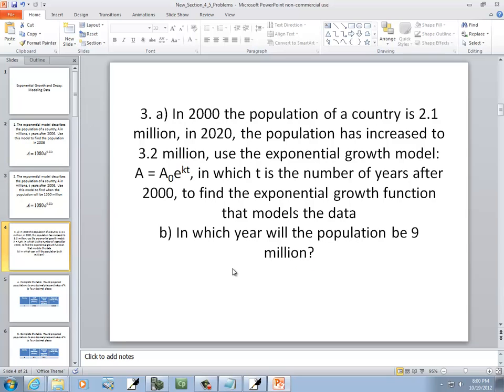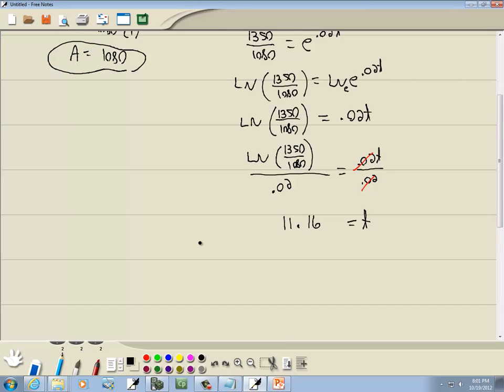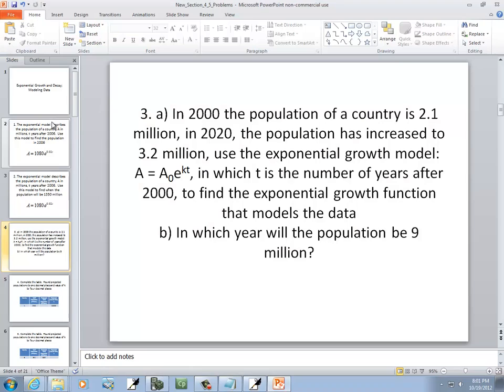Let's take a look at another problem dealing with population growth. It says, in 2000, the population of a country is 2.1 million. In 2020, the population has increased to 3.2 million. Use the exponential growth model, in which t is the number of years after 2000, to find the exponential growth function that models the data. So let's do that first.